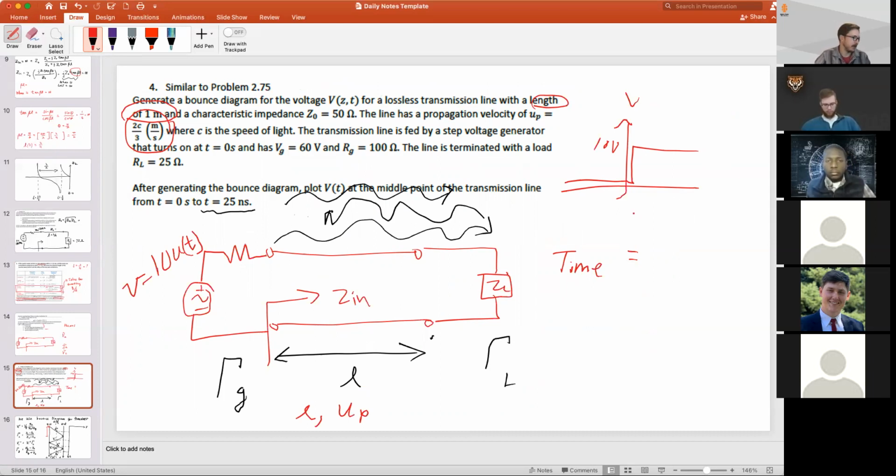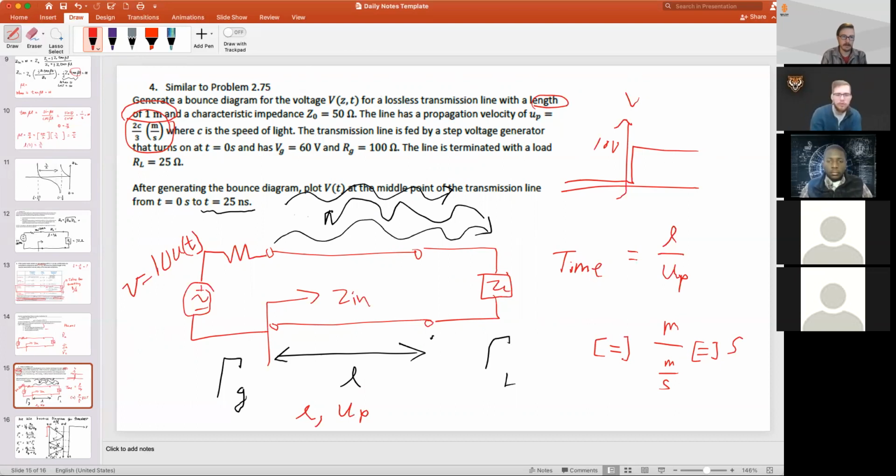All right, anyone get an answer? It's just length divided by velocity, right? So that will give us meters divided by meters per second. So the unit will be in seconds. Like nanoseconds. Okay, so each one of these trips takes 5 nanoseconds.